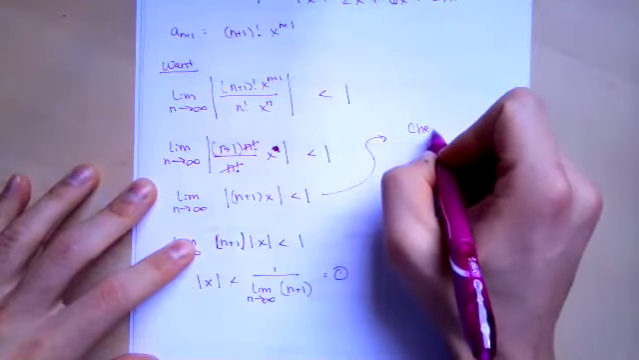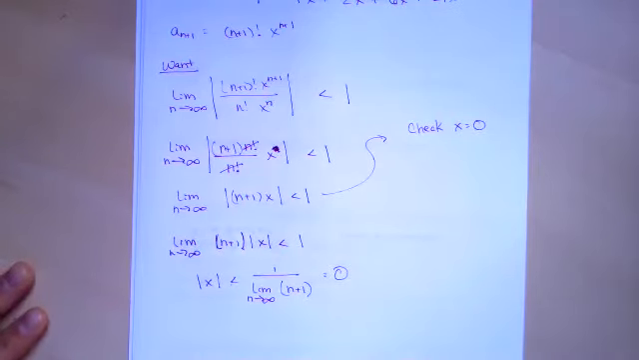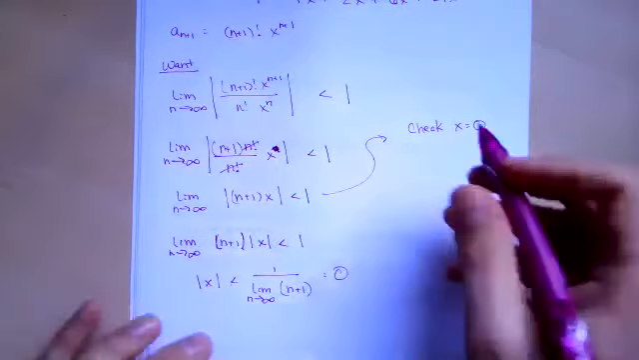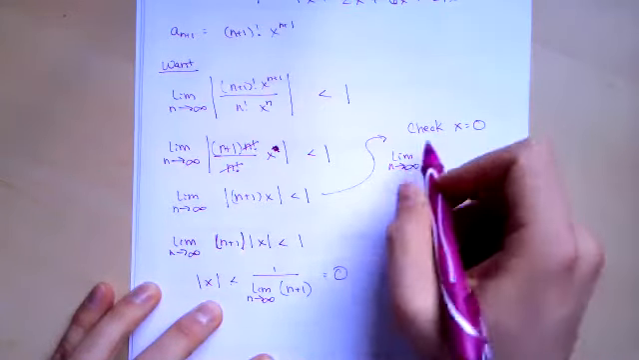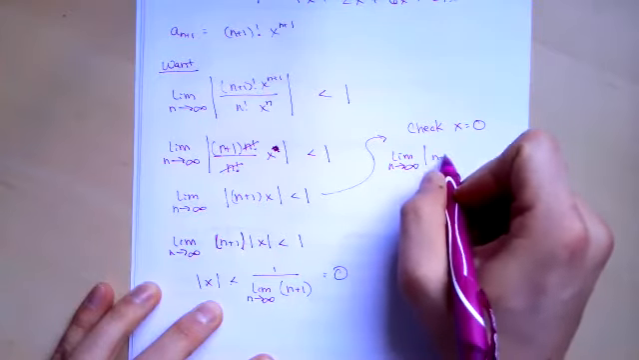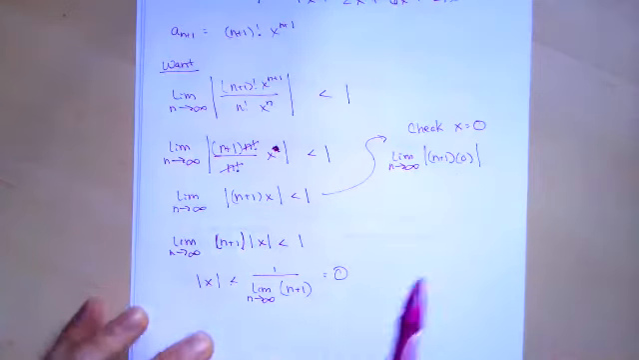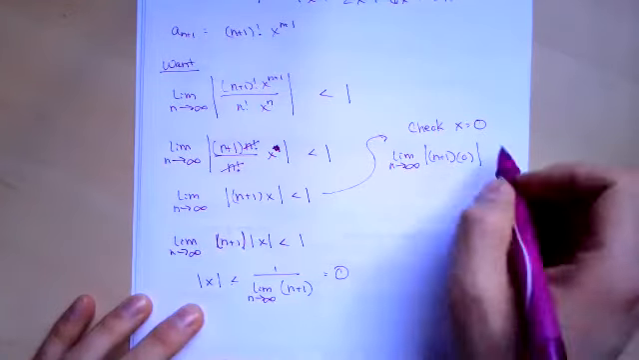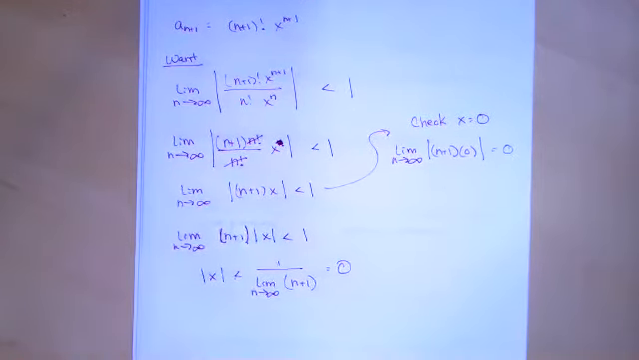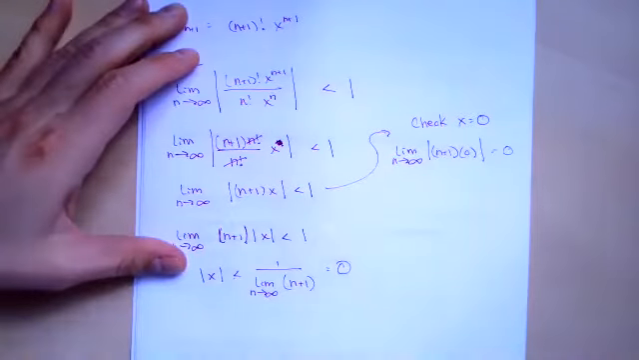So the only thing to do here is to check our base case that we started off with. If x is equal to 0, what do we get? We get the limit as n goes to infinity of n plus 1 times 0. Because that 0 is a hard-coded 0, not a function going to 0 or anything like that, this limit will always be 0, which is less than 1. So this is our only value that works.